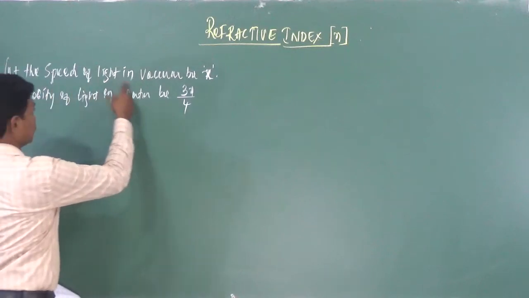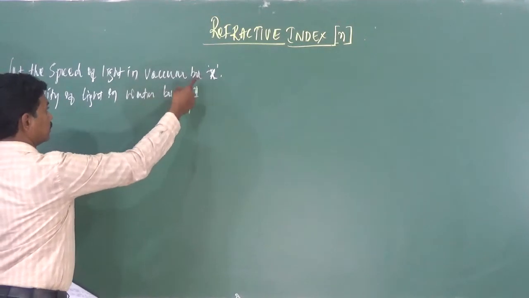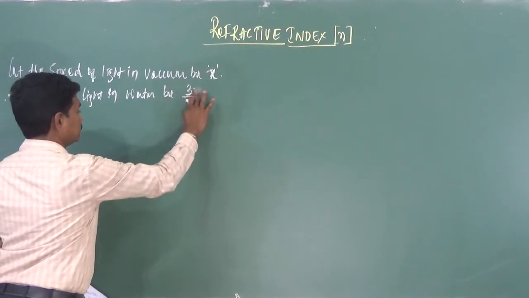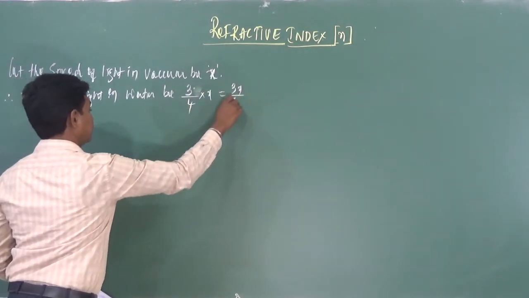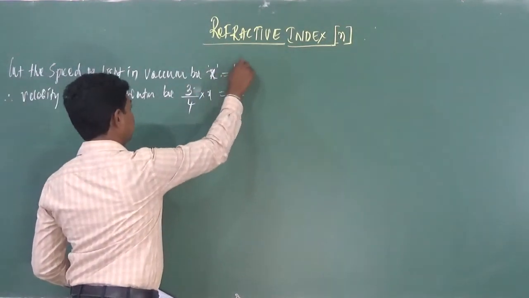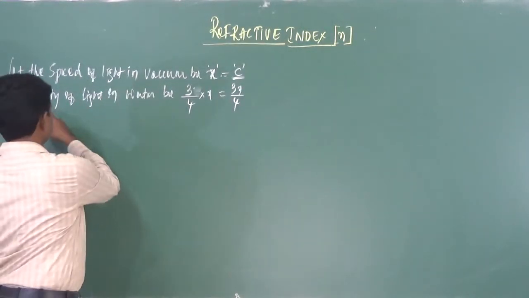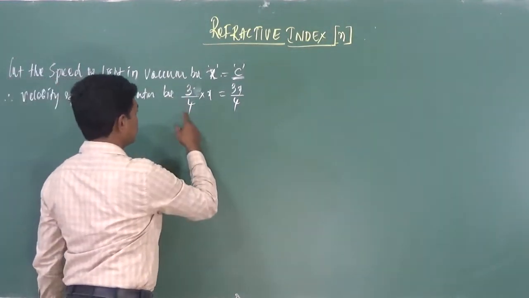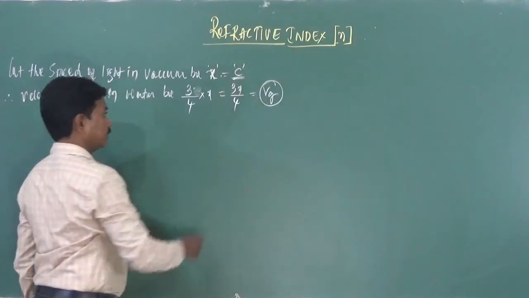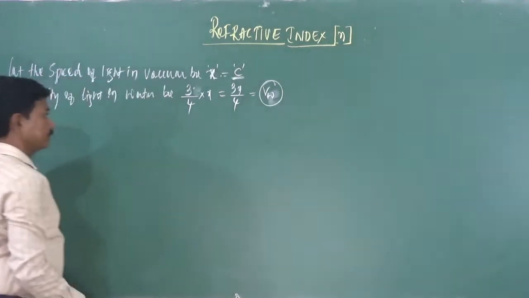So, let the speed of light in vacuum be x if you guess it. Then the velocity of light in water is 3/4 into x, that becomes 3x by 4. So here the velocity of light in vacuum x can be taken as c, because c is the velocity of light in vacuum, which is symbolically represented. So let the velocity of light in water, 3x by 4, be represented by VW, right?